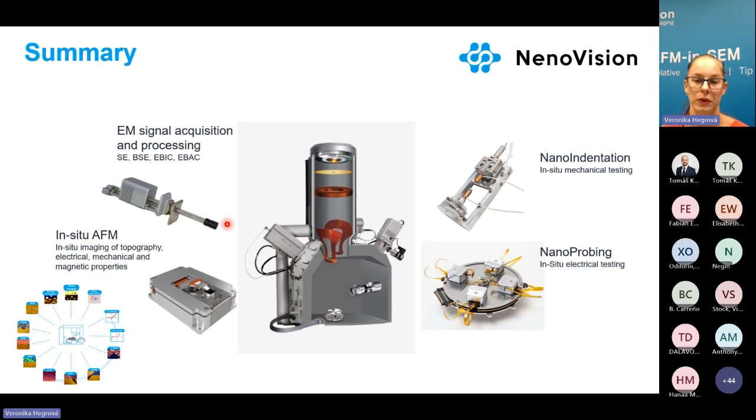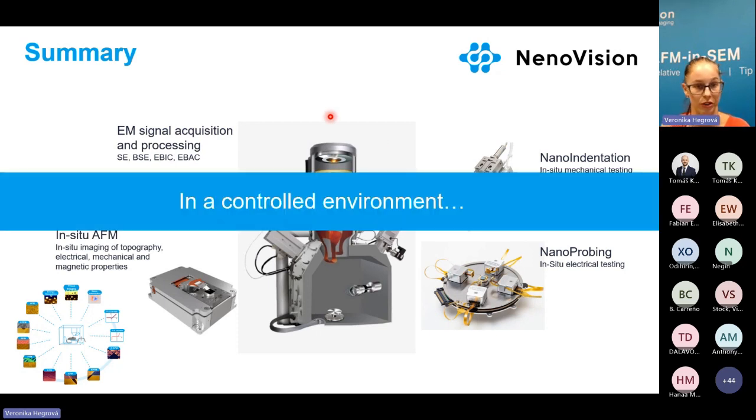And so what was the main objective, except the use cases, which I'd like to point out, is that we actually use the SEM as a controlled environment, and we can connect different signals from electron microscopy, such as secondary electrons, BSE, EBIC, EBAC, nanoindentation, using nanoprobing, nanomanipulations, AFM with several different modalities, all of them together, and we are sure that the environment is the same. We can control the temperature, etc.